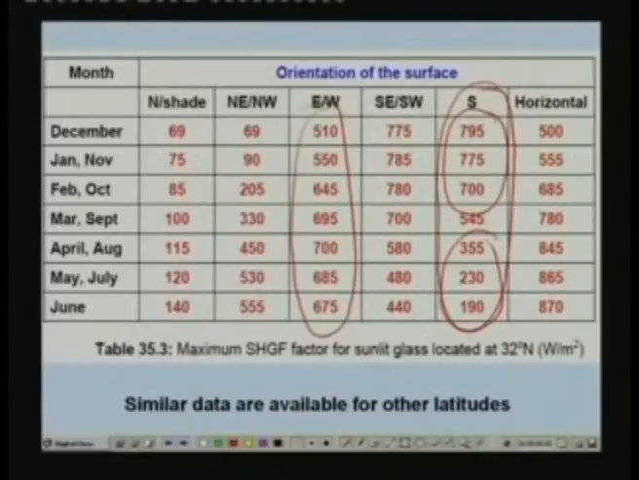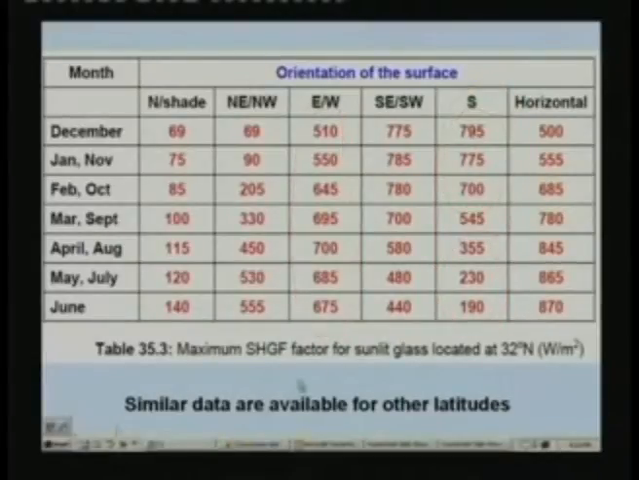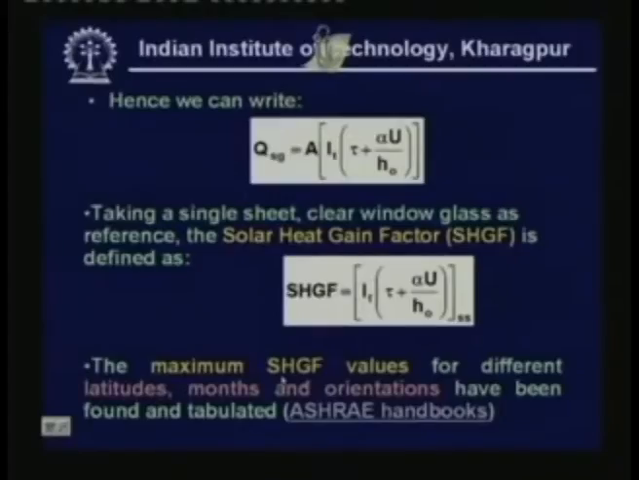That means you should never keep windows on the east or west direction, because on those directions during summer you will receive a lot of radiation. Of course, during winter also you receive radiation, but not as much as you receive if you put the window on the south side. So this kind of data is available in the handbooks.